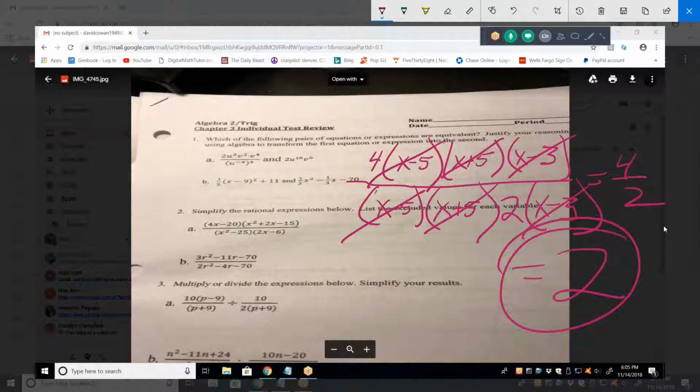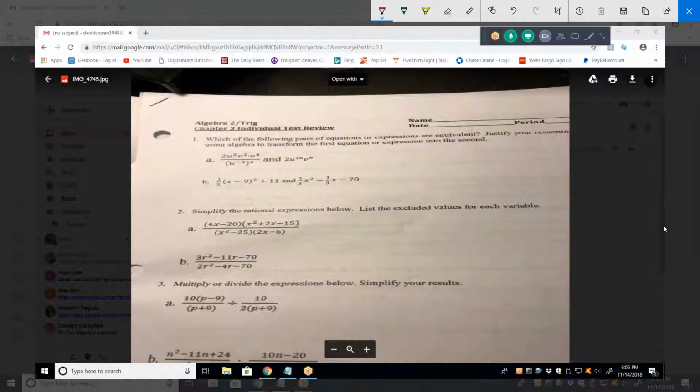Like I said, all of these problems we're looking at are going to be of this nature, where you have to factor the numerator as well as you can and the denominator as well as you can. And then you'll find that a lot of stuff starts canceling out.